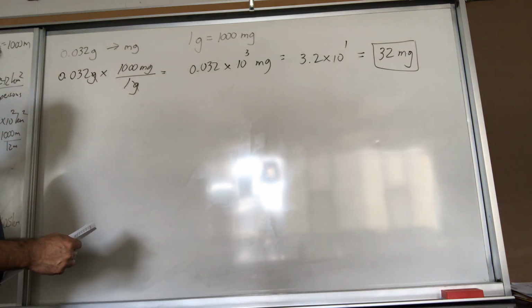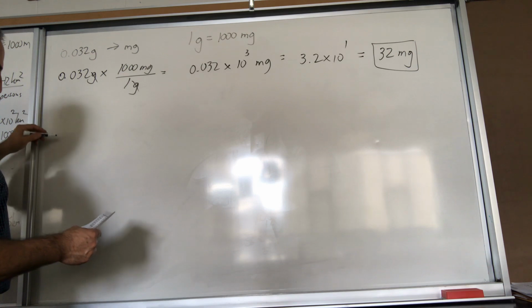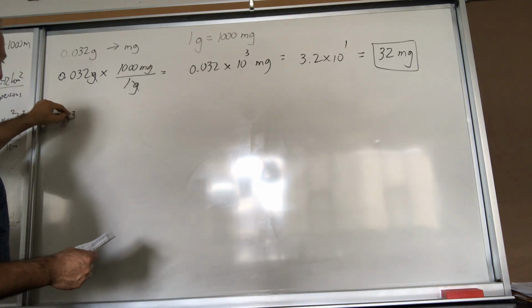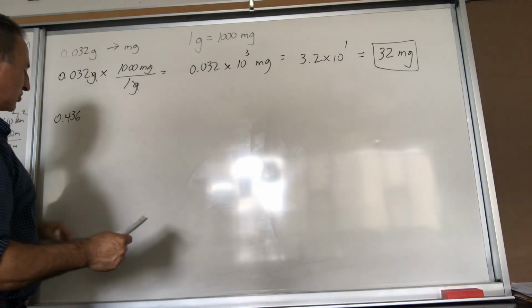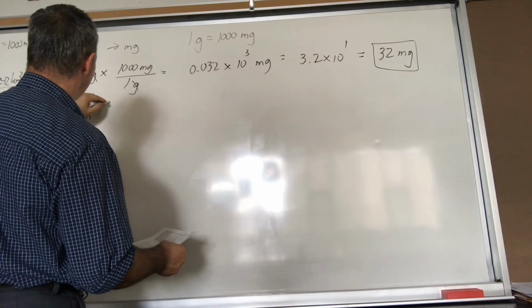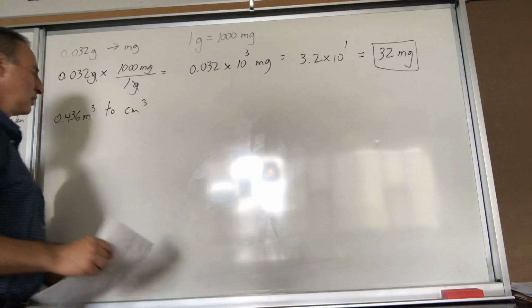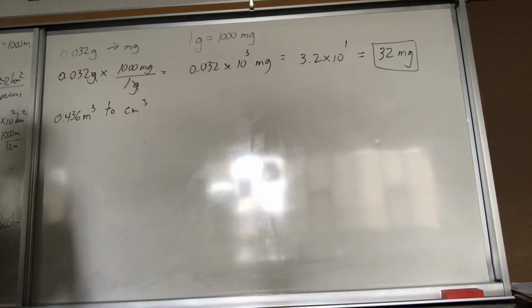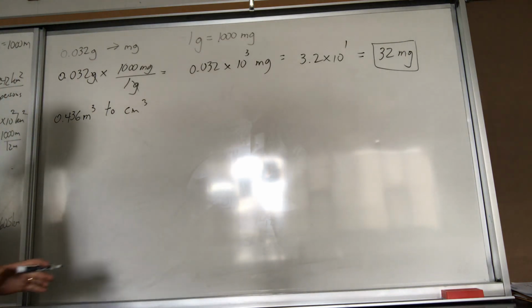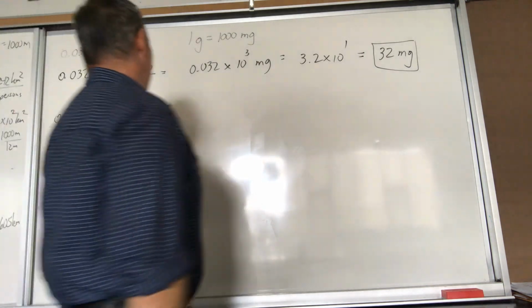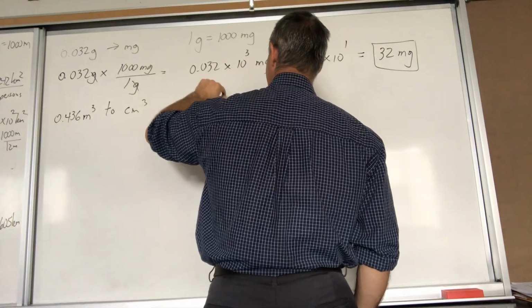And the next one is convert 0.436 meters cubed to centimeters cubed. What you need to know to work this problem is that 1 meter equals 100 centimeters.